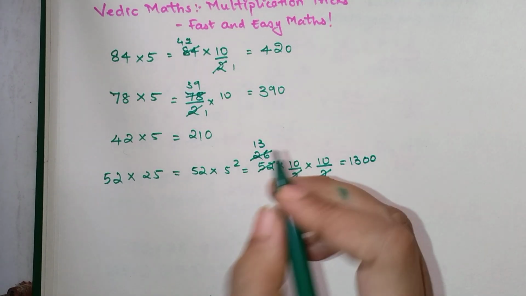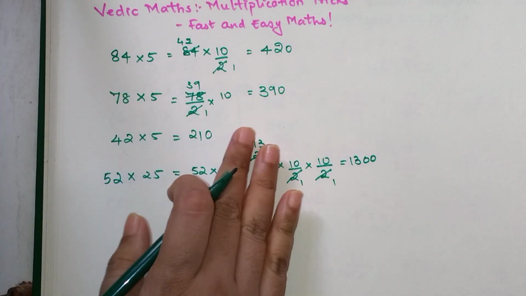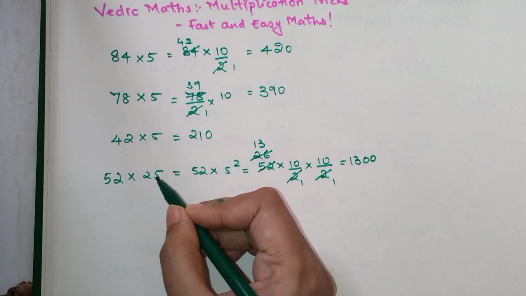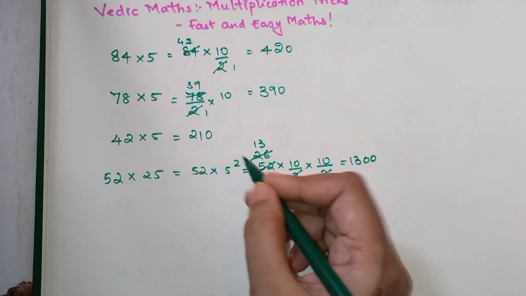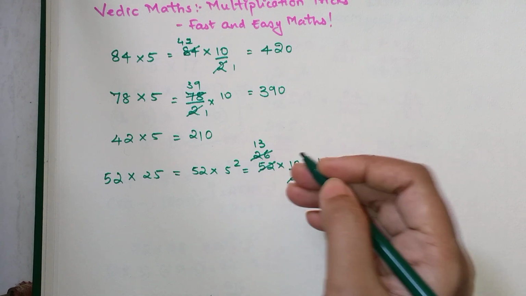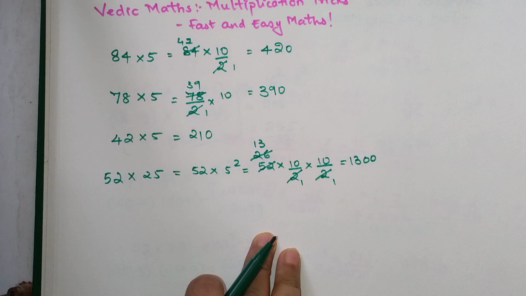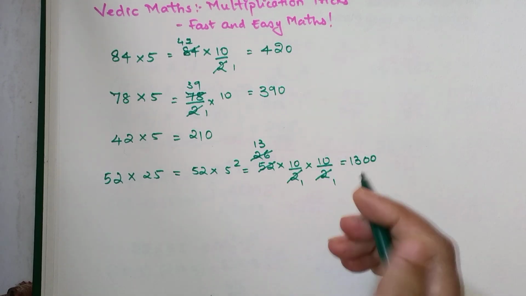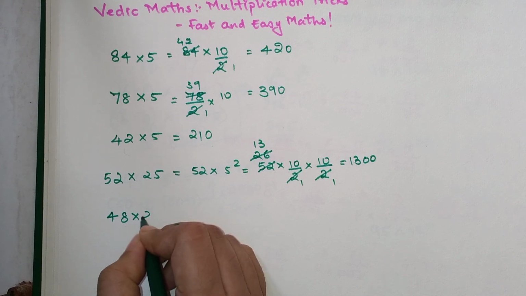So you saw how this trick became so much quicker, because all you had to do was convert this 25 in terms of 5 square, and then use 5 as nothing but 10 by 2. So let's quickly try to solve one more. What do you get by 48 into 25?